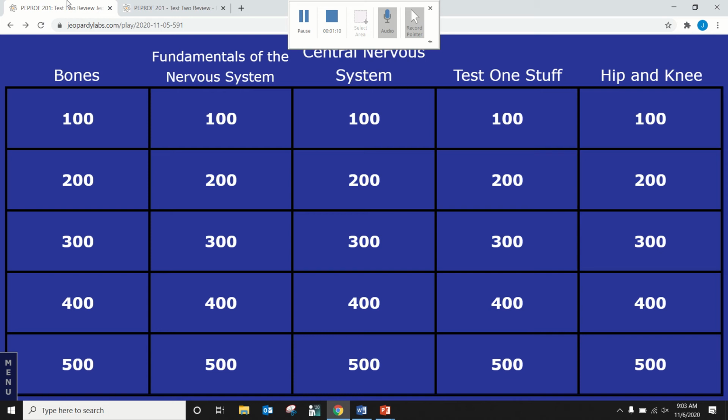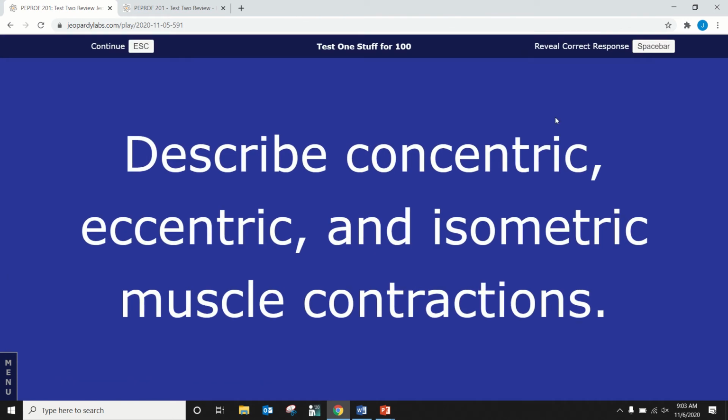All right, let's just run through these. Connor, since you're on my left, do you want to go first? Pick a category. All right, so describe concentric, eccentric, and isometric muscle contractions.